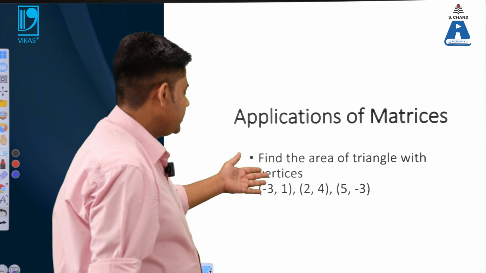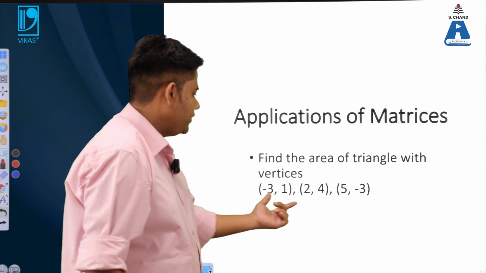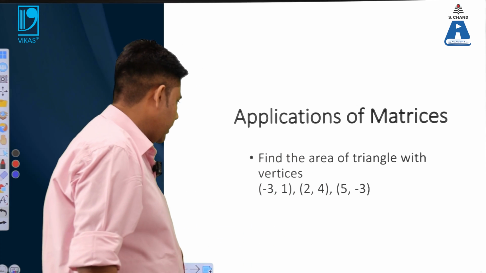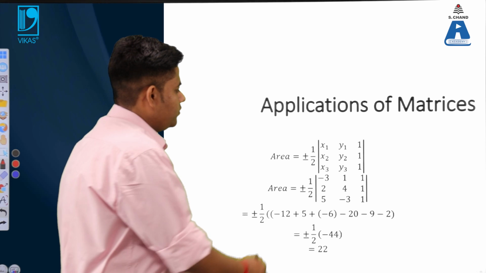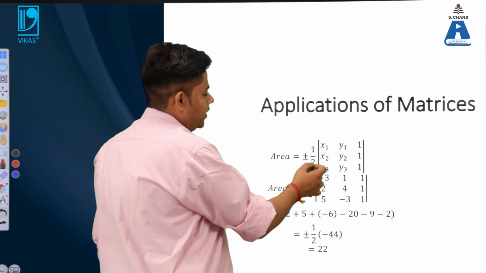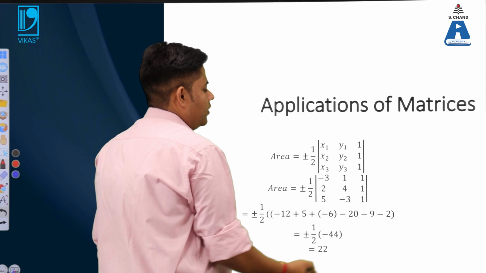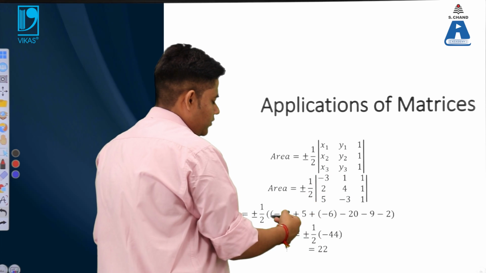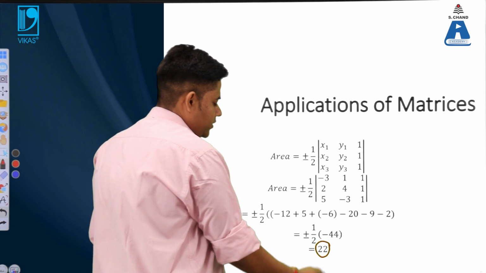So just for the sake of example, find the area of the triangle which has these vertices. I have told you that we have to write it in terms of this determinant, which is plus minus half times this value. So we will substitute these values, and when we solve it, we'll get this value as 22.